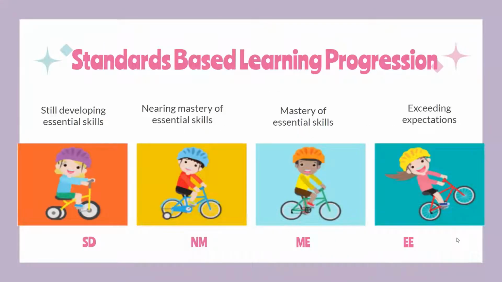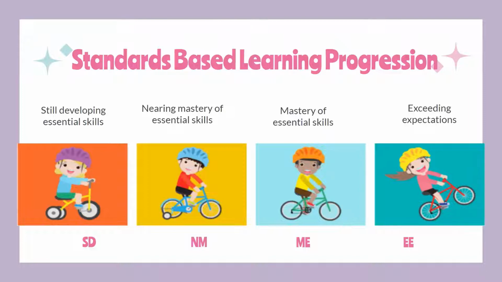So this might be our better analogy. This is the one that I've used with teachers that they seem to like. We have to learn to ride a bike. By the end of the year, I want you to learn to ride a bike. So we start off, we're still developing our essential skills.